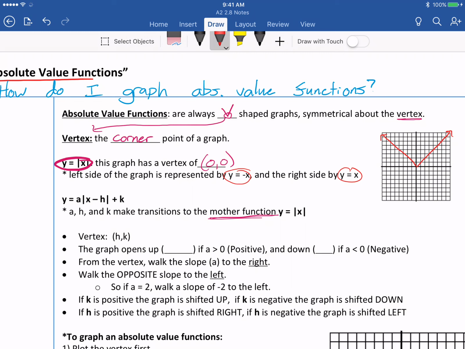And notice that the slope of this side over here is 1. Okay, and this side over here has a slope of negative 1 because it's going down 1 and over 1, down 1 and over 1. So both sides of that graph.